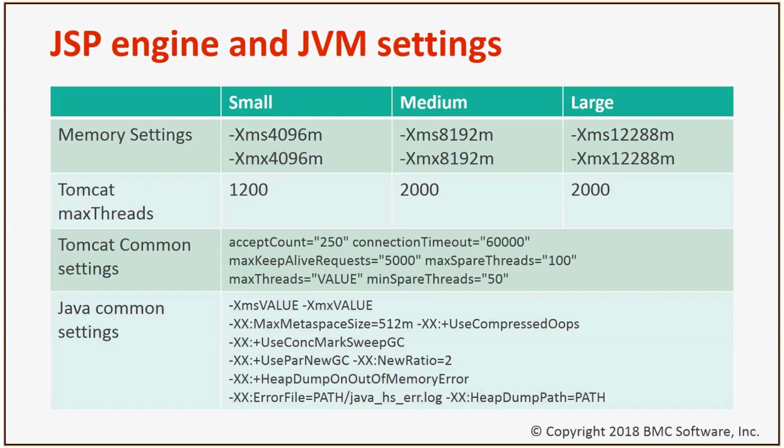And regardless of the size that you have been allocating, make sure that you have all these in either Tomcat common settings or Java common settings, because they will just vary in the maximum amount of memory or the max threads, but then the remaining settings will be basically the same.